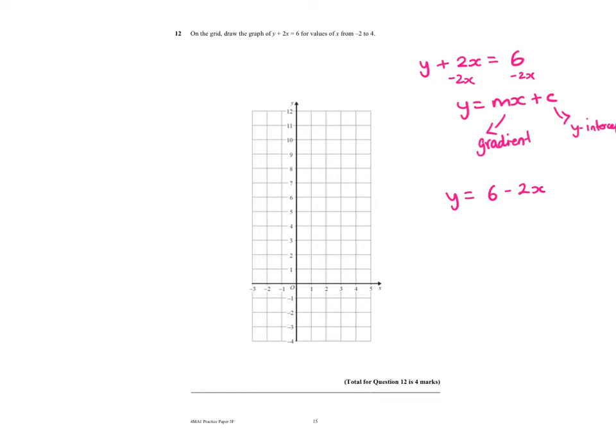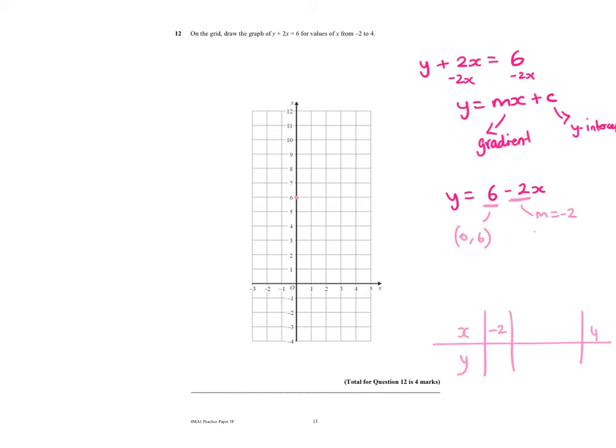Now again, there's a few different ways you could draw this graph. You could draw a table, have your x values from -2 all the way up to 4, and work out your y. I have done that in a previous video. And again, with my individual topic videos, there are multiple ways. What we're going to do is focus on the y-intercept. So the y-intercept is the number on its own, which is 6. So it means it crosses at 6. So this is my coordinate 0, 6. My gradient is always the coefficient in front of the x. And my gradient equals 2.